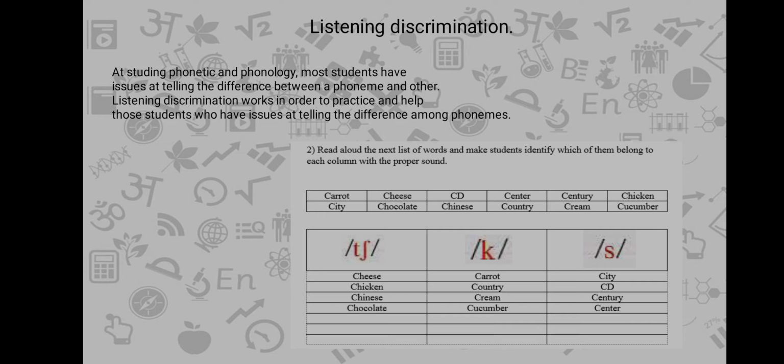Here we have this little exercise which says, read aloud the next list of words and make students identify which of them belong to each column with the proper sound. We have many options like carrot, cheese, and CD. Here, the teacher is going to pronounce those words individually, and the students are going to tell which chart they belong to: the chart of k, the chart of s, or the other one. Because here we have cheese, carrot, city, CD, country, chicken. Students are going to tell the difference and put them in the correct column.